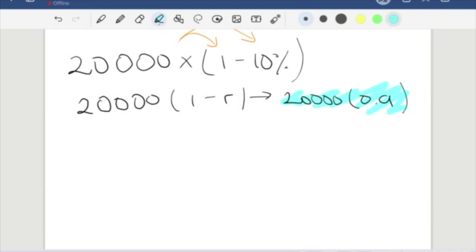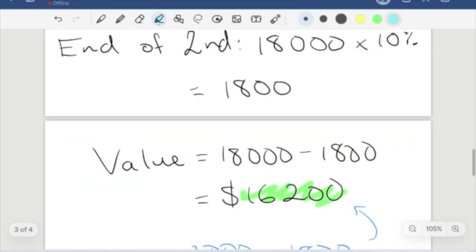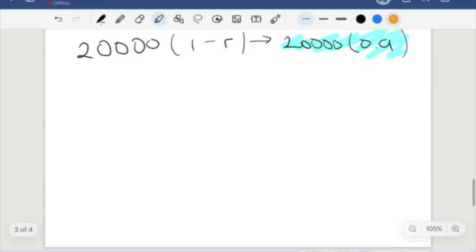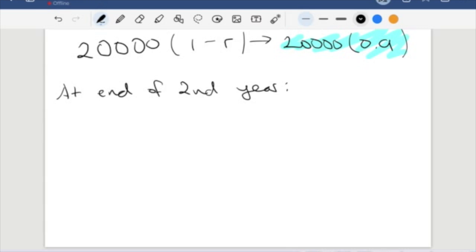20,000 times 0.9. That is the same as writing my 18,000. But what we did at the end of the second year is we took this thing that I have highlighted in blue, 20,000 times 0.9, and once again found 90% of that. We found 10% and then subtracted it from that.